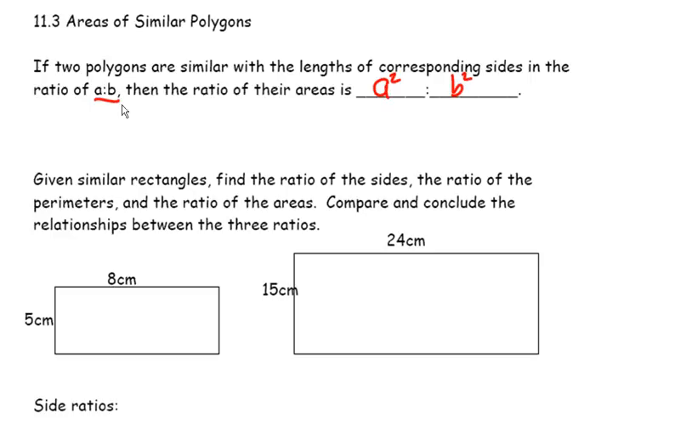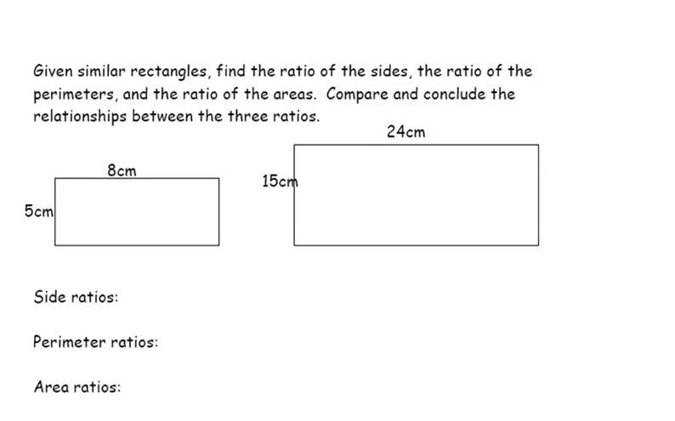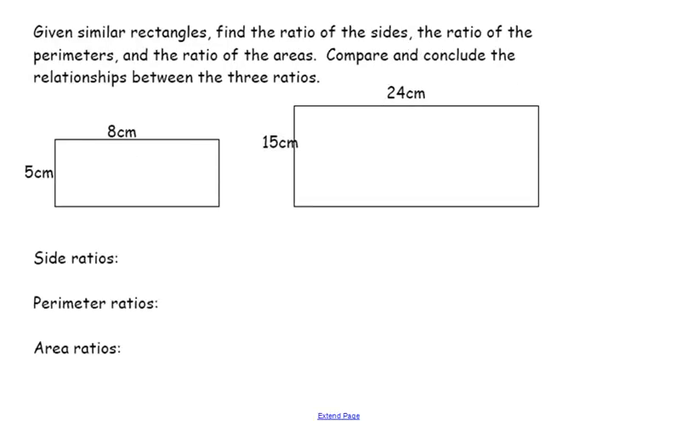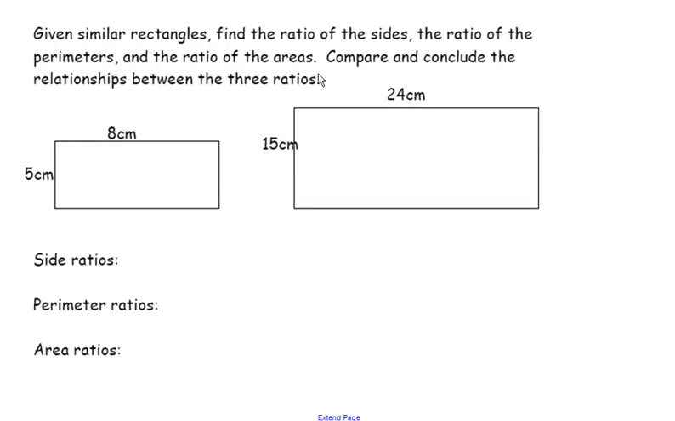Okay, so let's look at that for a second. So I've got some similar rectangles here, and I need to find the ratio of the sides, the ratio of the perimeters, and the ratio of the areas. All right, well, the side ratios, I just compared the corresponding sides. So I can either take 5 and 15, which reduces to 1/3, or I can take 8 and 24, which also reduces to 1/3. So this would be my A to B. Okay, that would be my 1 to 3.